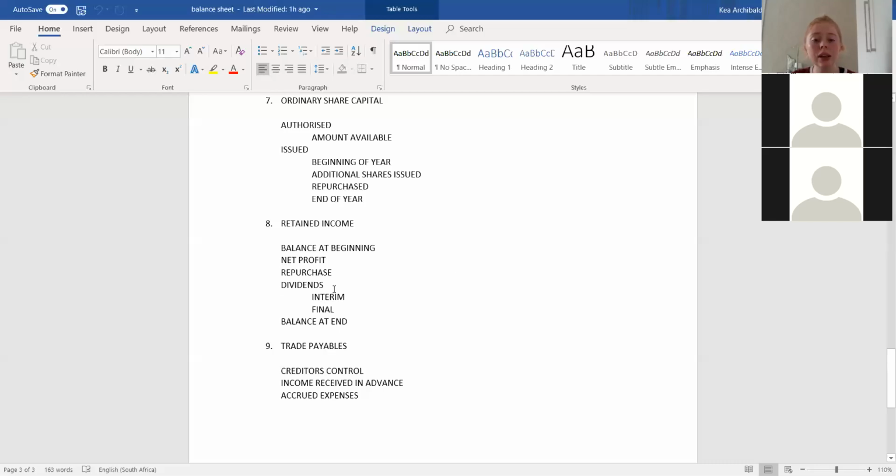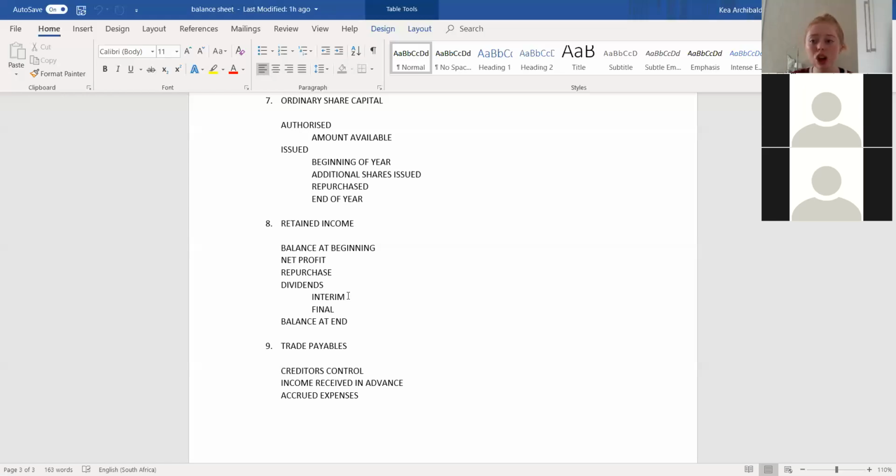Then dividends. Dividends are basically little payments that the company makes to its shareholders. It's not interest, but it's kind of like interest. You're saying thank you for investing in the business. This is your small portion of the profit. There aren't always interim and final dividends, depending on how the business has performed. It's generally not a good idea to issue high dividends if you're making a loss. That could be a theory type question, just to note that.